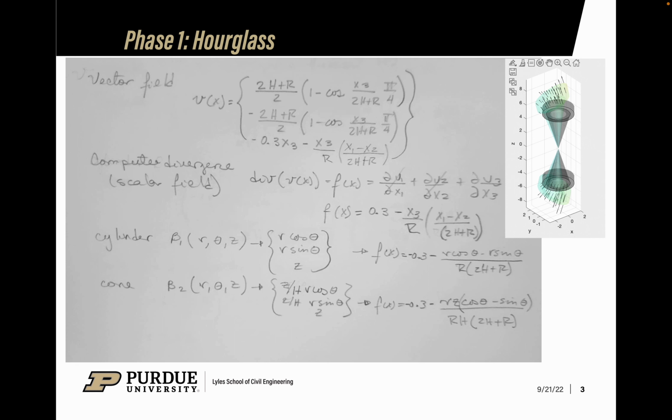The body that I have been choosing is kind of an hourglass. It's composed of 2 cones and 2 cylinders. This is the vector field that I chose for this project, and once I compute the divergence, I'm going to get the scalar field, that is this one over here, and I'm going to find the cylinder and the cone function in base of f on x.